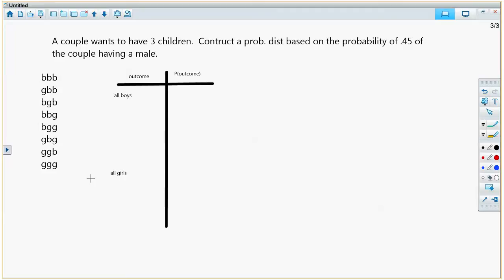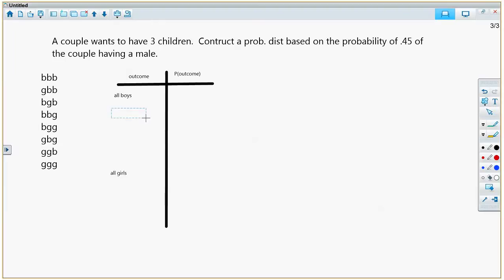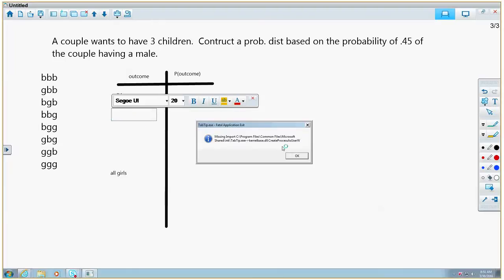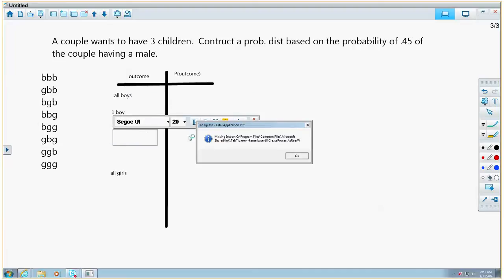Complement of a girl is what? A boy. One of the two is going to come out. All right? You see what I'm saying? So don't try to make this hard. So we're going to put one boy. And then the next one is going to be two boys.